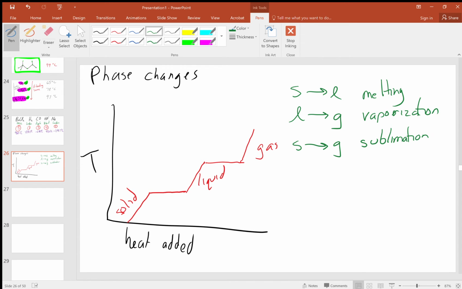What's the most common place where we see sublimation? Well, if you've ever worked with dry ice or solid carbon dioxide, that's an example of sublimation. Because you look at what happens, those pieces of dry ice, they don't become liquid carbon dioxide, they go directly from solid to gas.